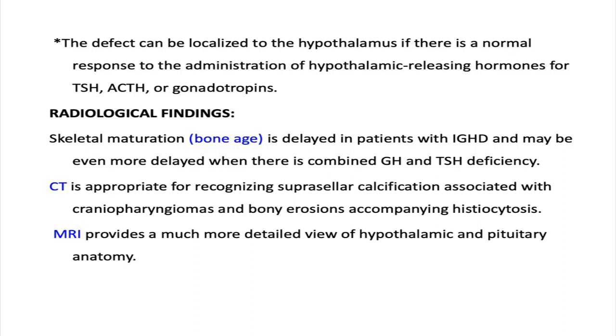In both methods, we calculate the estimated bone age. Bone age is sometimes compatible with the chronological age and sometimes delayed, according to the cause. So in growth hormone deficiency there is delayed bone age, which is one of the pillars for the diagnosis. In addition, we need a CT scan, which is appropriate for recognizing suprasellar calcification associated with craniopharyngioma and bony erosion accompanying histiocytosis. MRI may provide much more detail of hypothalamic and pituitary anatomy, especially when used with contrast.